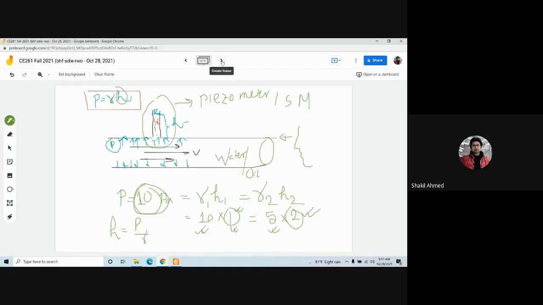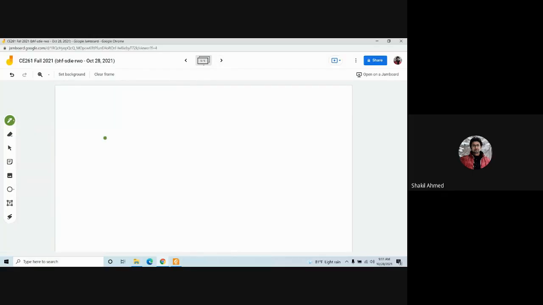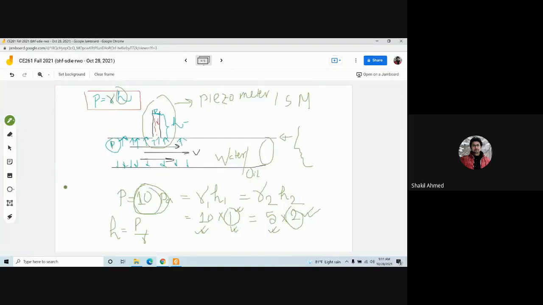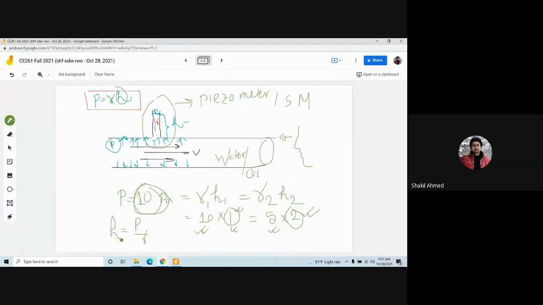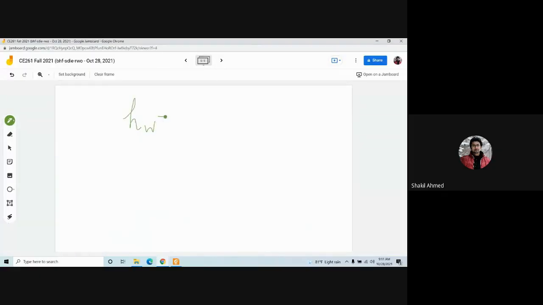Now, usually water is a universal kind of liquid, so it's easier to express pressure in terms of height of water. In terms of height of water. So you have to write what? P by gamma W, right? Clear? Yes, sir.